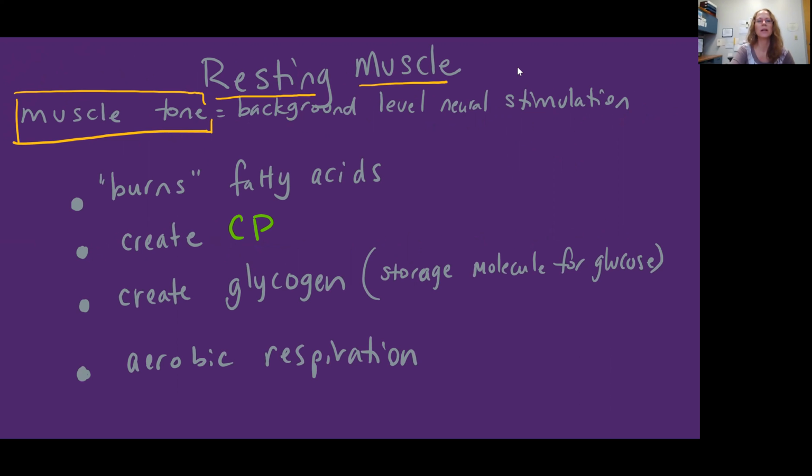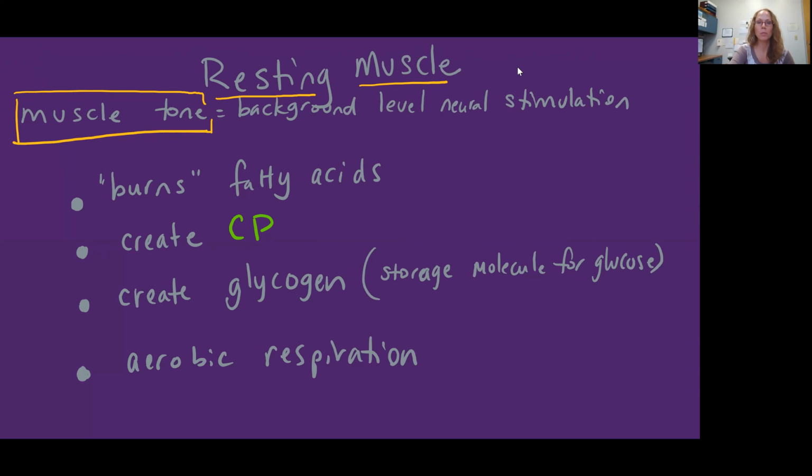Resting muscle, remember, is our muscle tone, that background level of neural stimulation. We're going to see at this point that the muscle cell will be burning fatty acids. So that means it's going to take a fatty acid molecule, break it down to 2-carbon acetate, use that at the mitochondria to make ATP. So there's no glycolysis happening here because we're not breaking down glucose. We're breaking down fatty acids. We're going to have extra ATP so we can create creatine phosphate. We can also store any glucose in our polysaccharide glycogen.